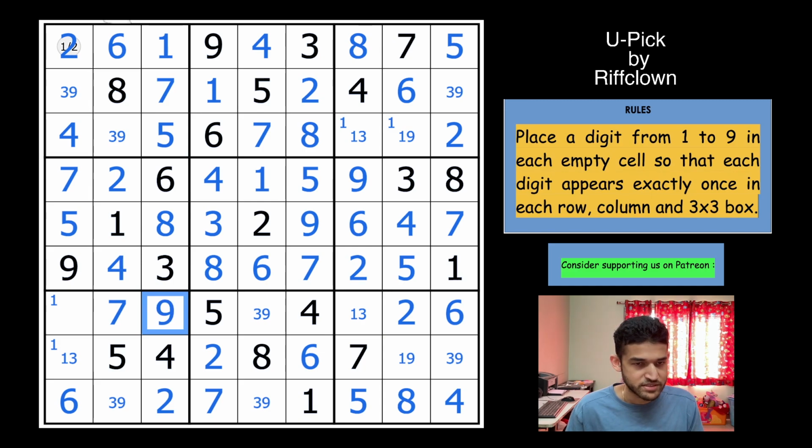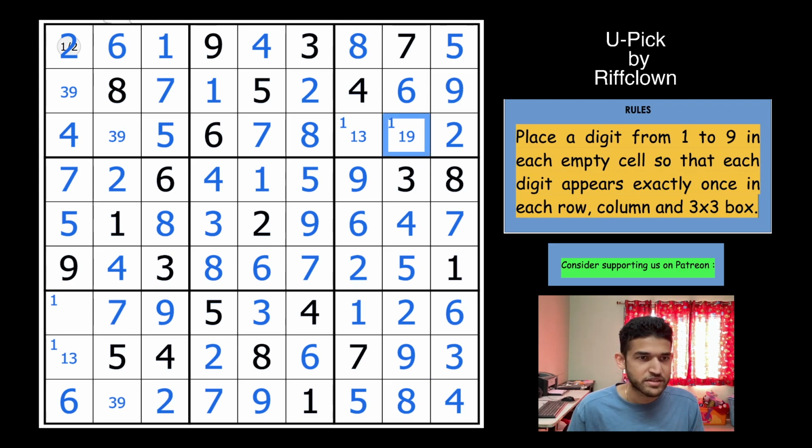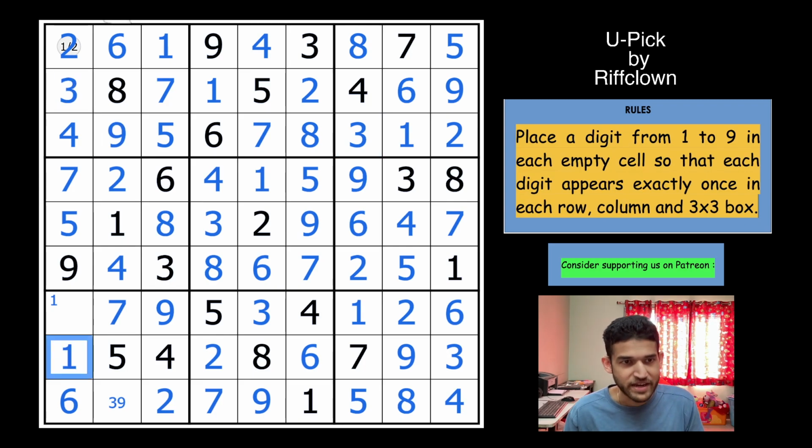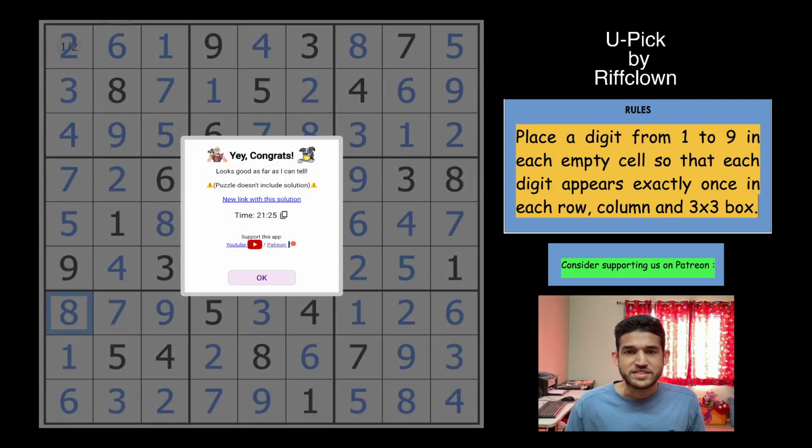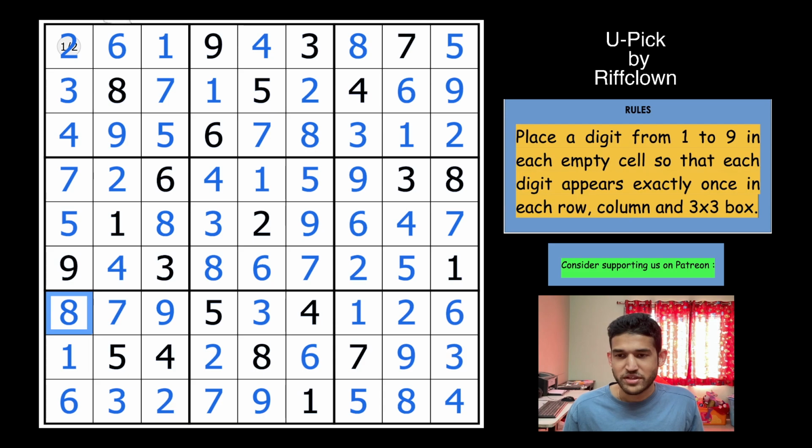This is a 9, this is a 3, this is a 1, 9, 3. I'm just going through the motions here. 9, 1, 3, 9, 3, 1, 3, and 8. And with that, we have completed this stunning creation by Rifklon, I have to say.